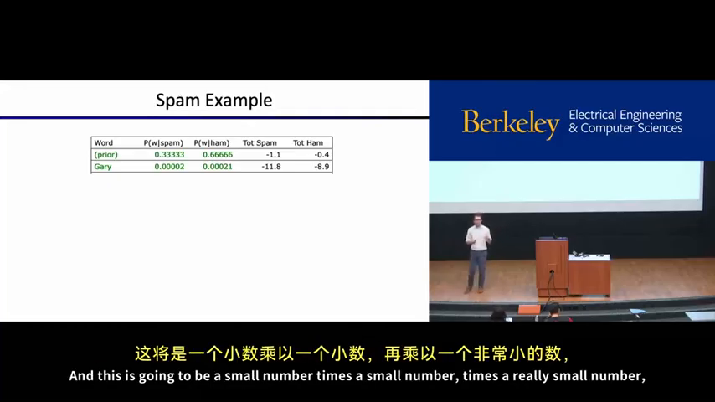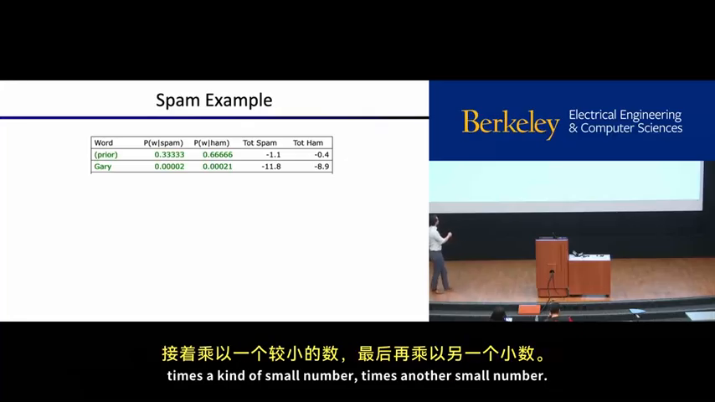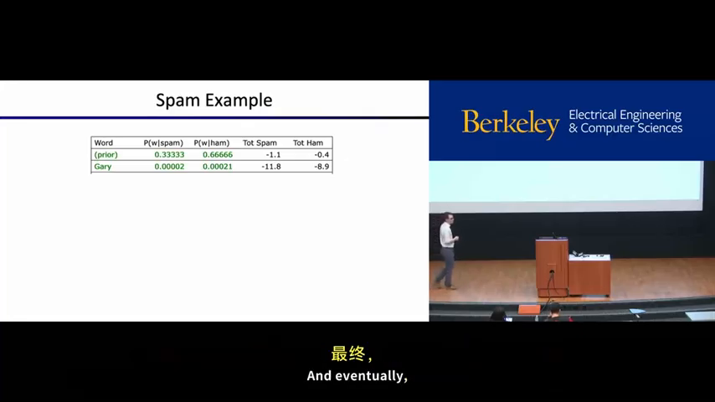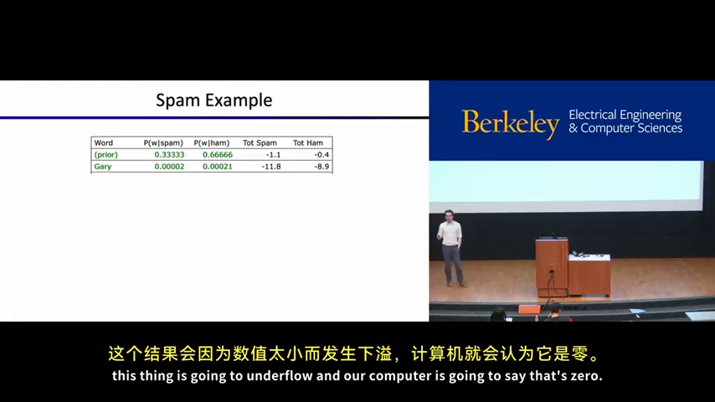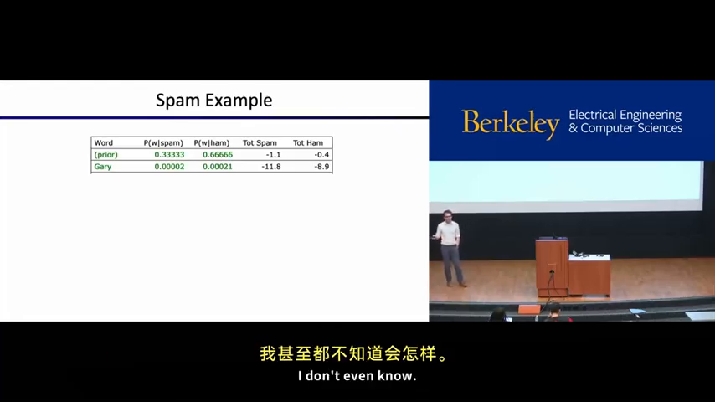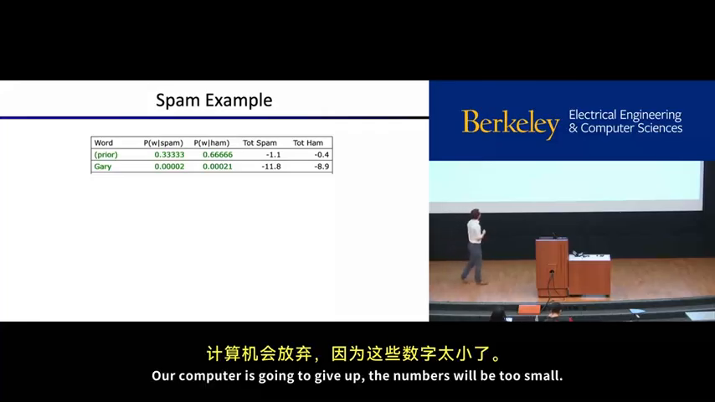And this is going to be like a small number times a small number times a really small number times a kind of small number times another small number. And eventually this thing is going to underflow, and our computer's going to say, that's 0. I don't even know. Our computer's going to give up. The numbers will be too small.